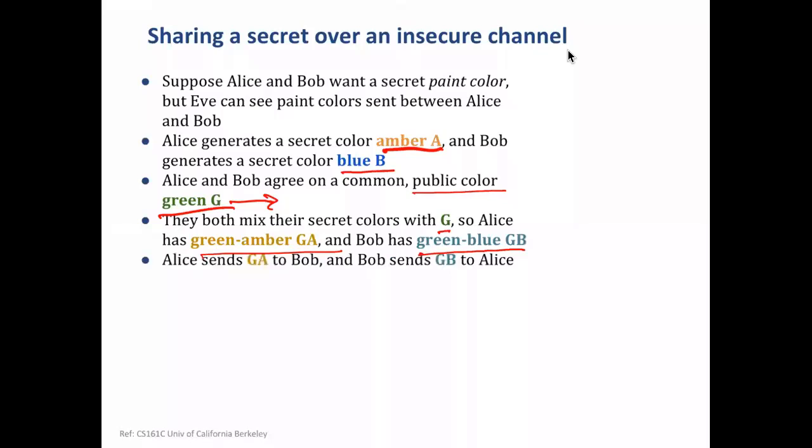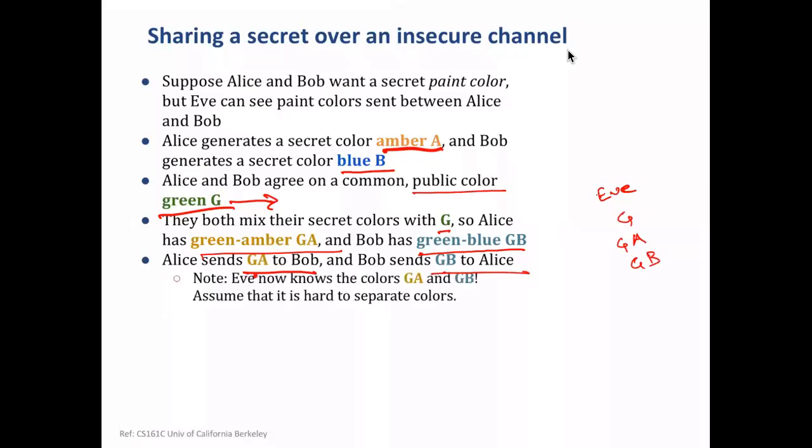Now what is the next thing? Alice sends GA to Bob and Bob sends GB to Alice. So what's happening in between? Eve can see the following. She can see G, because it's the public color. She can see GA, she can see GB. Now what will happen next? Alice has got GB and Bob has got GA.